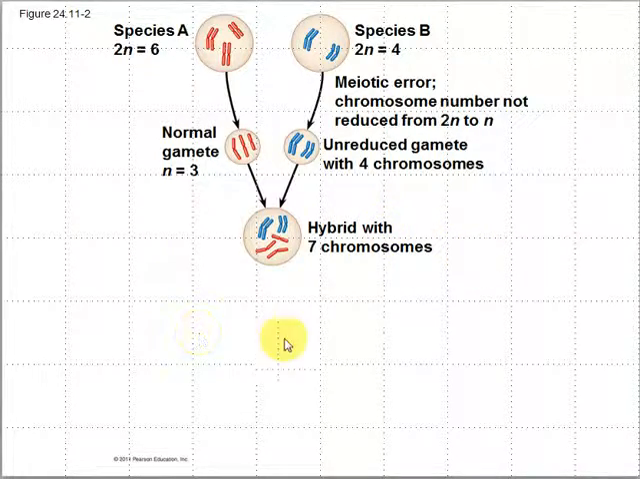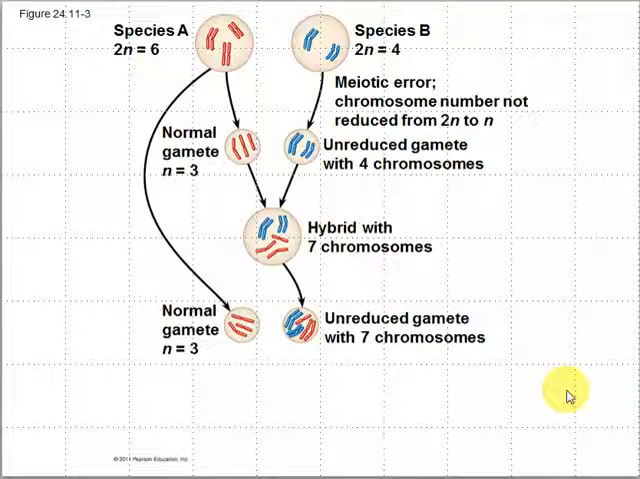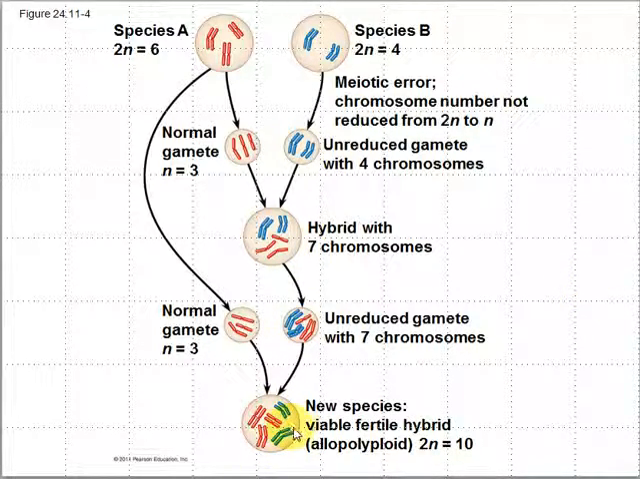Then again, you have species A producing normal gametes, has all along, but now this hybrid has an unreduced gamete with 7 chromosomes. Again, another error in copying. And then that new species would actually be viable, a fertile hybrid, an allopolyploid, difficult to say, an allopolyploid, which has a 2n number of 10. So basically what we've created here is a new species, but that new species arose or was brought about through a reproductive error in one species and then combining with this second species. So now we have a third separate species that probably would not be able to interbreed with either one of the two parents or the two originators here.